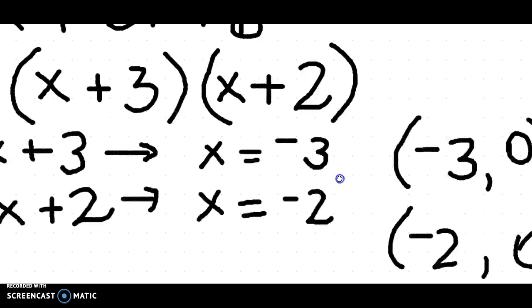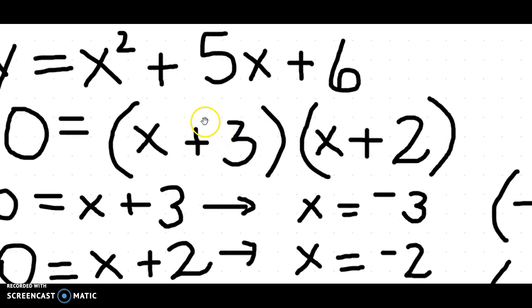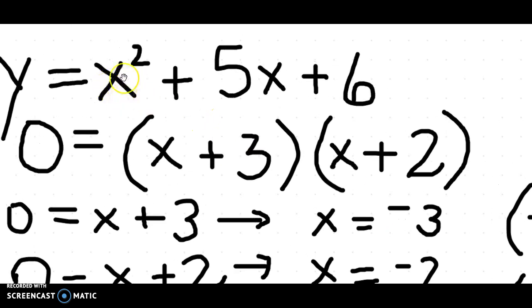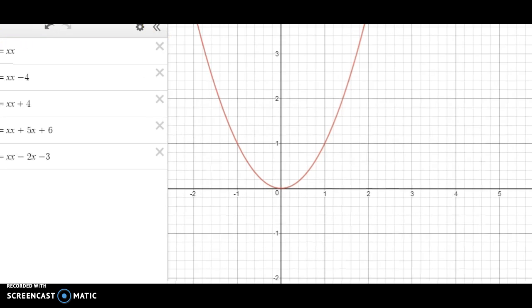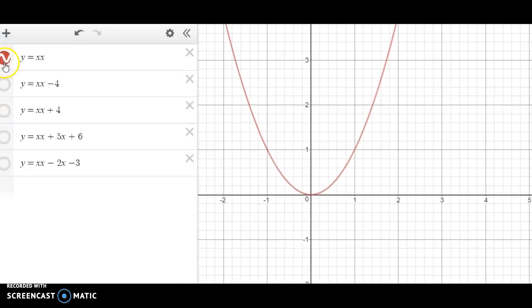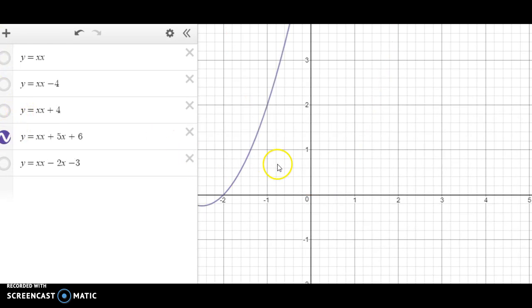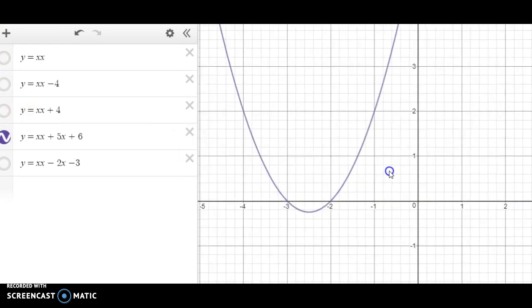And if I look back up at my original, I could check it. I could literally sub in -3 and do the calculation, and y will be 0. Or I can sub in -2, do the calculation, and y will be 0. Let's check this on our graphing calculator. So let me adjust this a little bit. Back at our trusty Desmos. I'm going to make that one go away and make this one come up, and adjust here. So check it out.